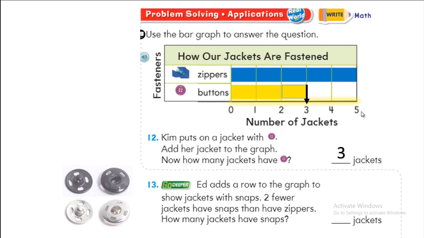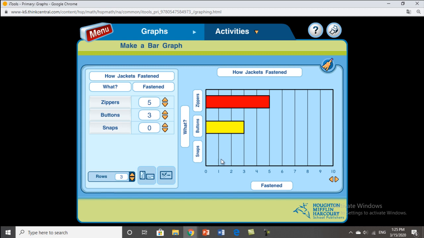2 fewer. What should I do? Subtract. Excellent. So 5 minus 2 is going to equal 3. That means how many jackets are going to have snaps? 3. Excellent job. Now let's come to this tool. In this tool, I'm going to add one more row. And this row is called snaps, because Ed says there is a third way to fasten a jacket.